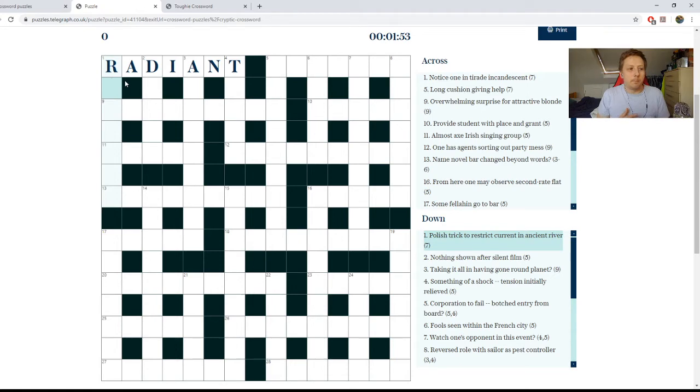One down. Polish or Polish, could be either here. Polish trick to restrict current in ancient river. Polish or Polish trick to restrict current in ancient river. Well, here current is I, almost certainly, because that's what it is in physics. Ancient rivers. I'm not good.